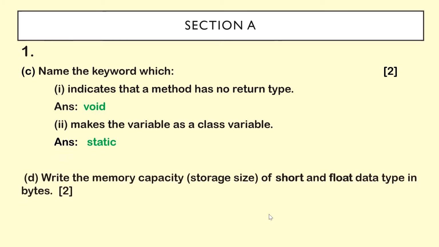Now question number D. Write the memory capacity, storage size of short and float data type in bytes. So you have to write the size in bytes for short and float. So short it is 2 bytes and float it is 4 bytes.